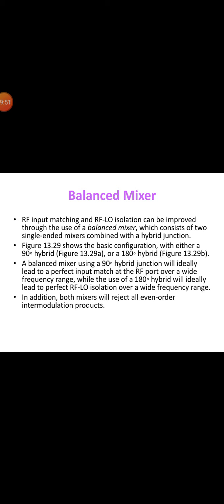with either a 90-degree hybrid or a 180-degree hybrid. A balanced mixer using a 90-degree hybrid junction will ideally lead to a perfect input match at the RF port over a wide frequency range, while the use of a 180-degree hybrid will ideally lead to perfect RF and LO isolation over a wide frequency range. In addition, both mixers will reject all even order intermodulation products.